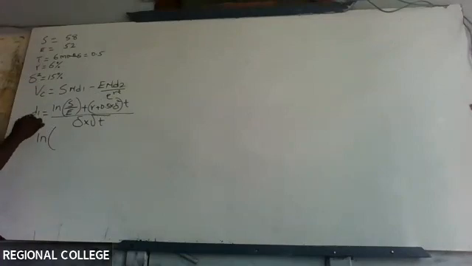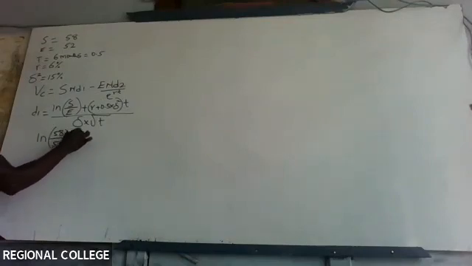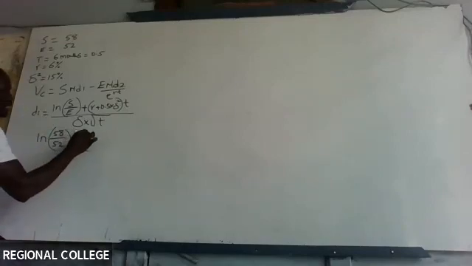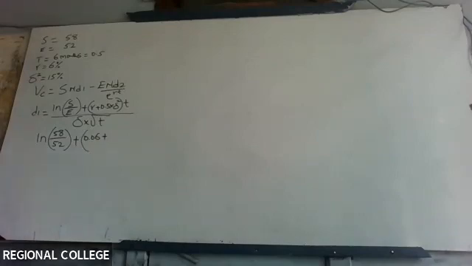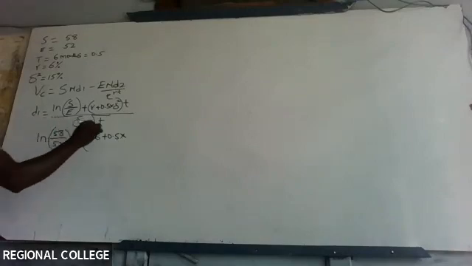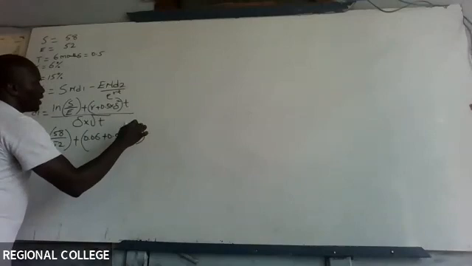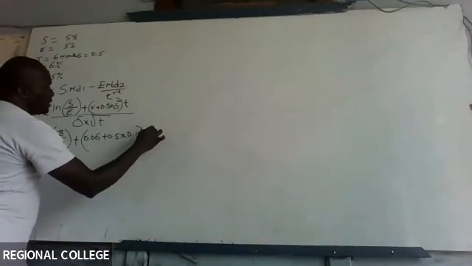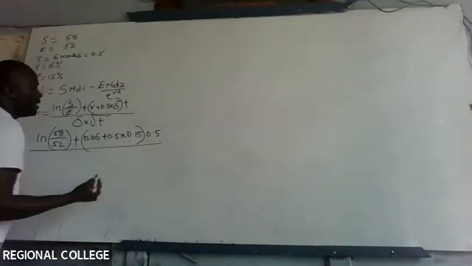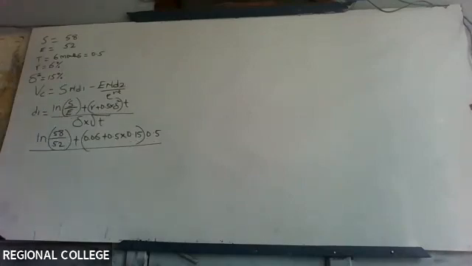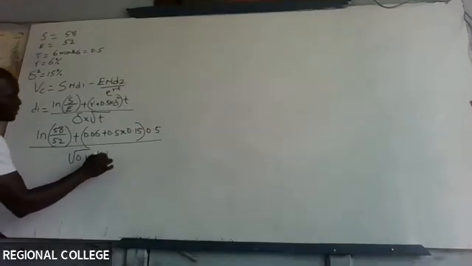Spot price is 58. Exercise price is 52. Plus, we have the risk-free rate of return, 0.06, plus 0.5 times the variance. Variance is 0.15. The time we have is 0.5. Everything we divide by the standard deviation. How do we get the standard deviation? Square root of 0.15, times square root of 0.5.